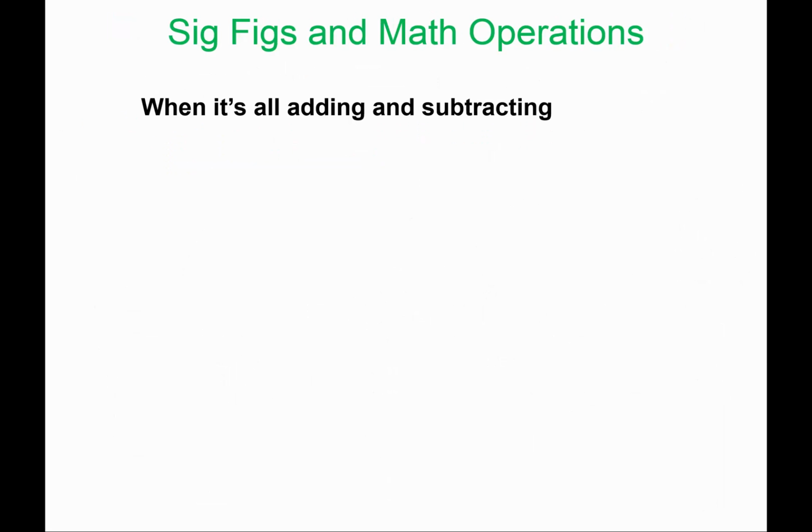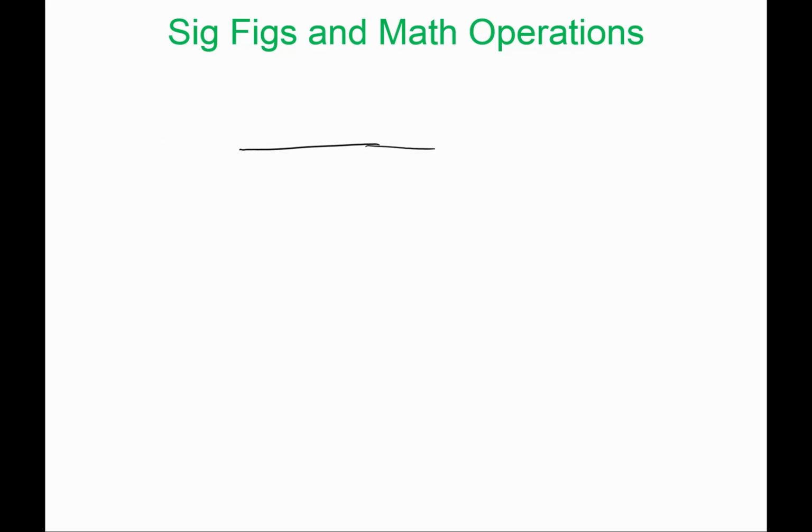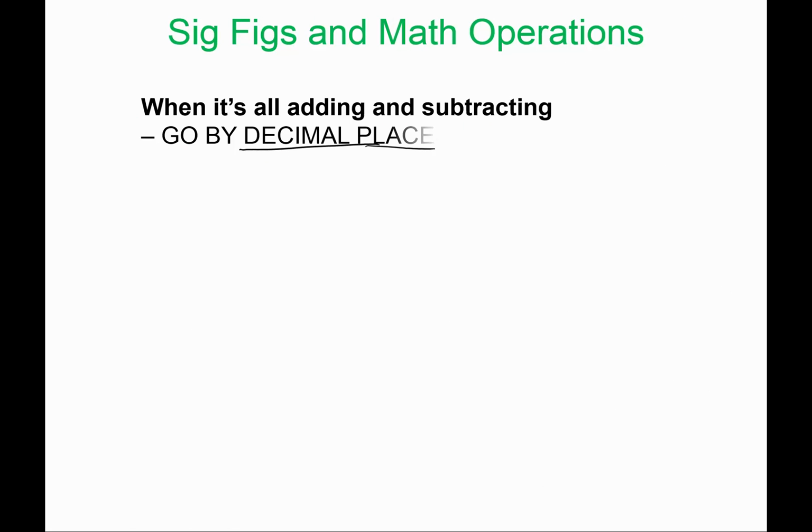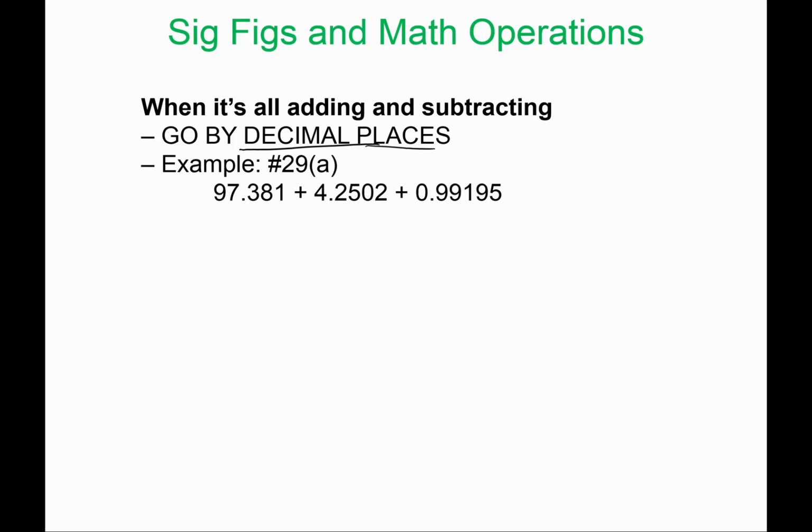There are actually two different rules for adding and subtracting. If you're adding and subtracting, you go by decimal places. So like on our previous example here, you actually don't use sig figs on this. You use the number of decimal places if you had to add these three numbers together. This is an old example, so forget the Atlantic-Pacific rule for now. That actually only works for multiplying and dividing.